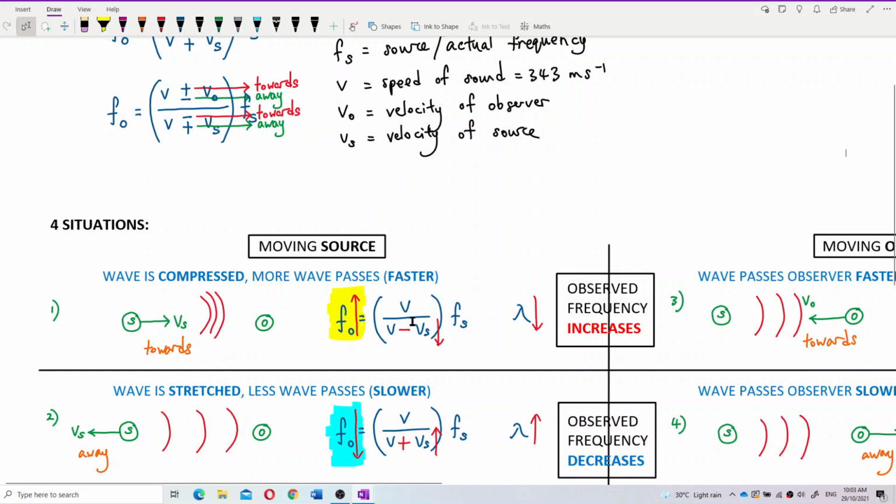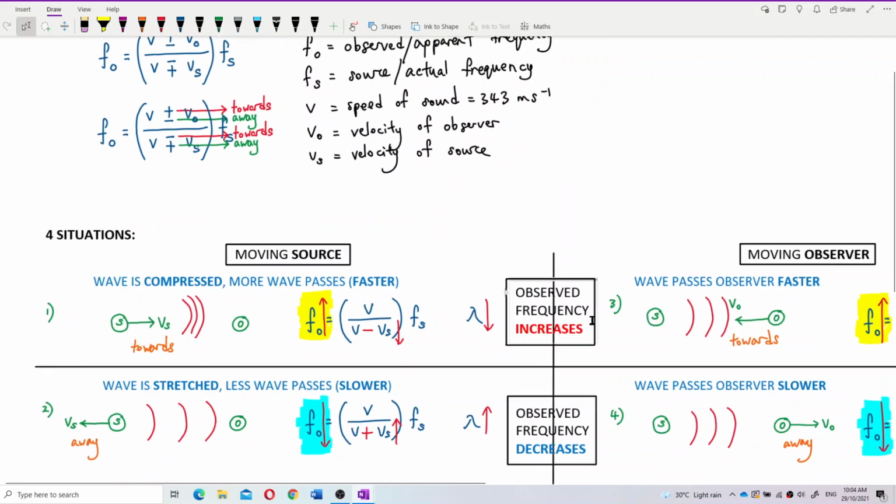Understand? So to make the observed frequency increase, here you need to put minus, so that the value below here decreases. When the value below here decreases, the observed frequency should increase. That's the logic. So for this case, when the source is moving towards the observer, you put minus Vs to make the observed frequency increase.